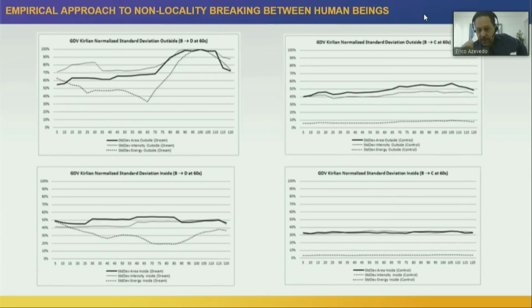So, at the bottom right, we see that basically nothing happens with the control group people inside the Faraday cage. As the reading starts, it seems that nothing really happens there. It's bottom right.